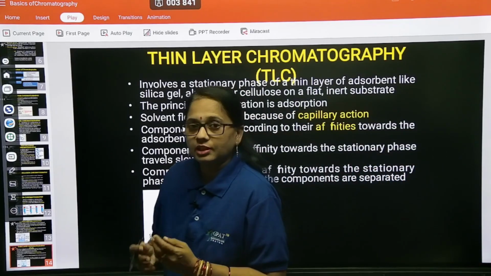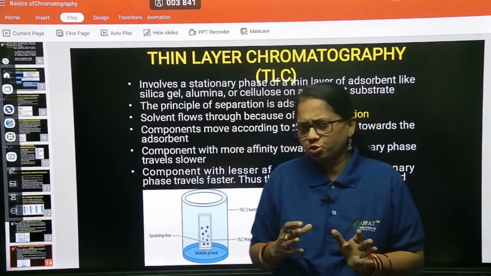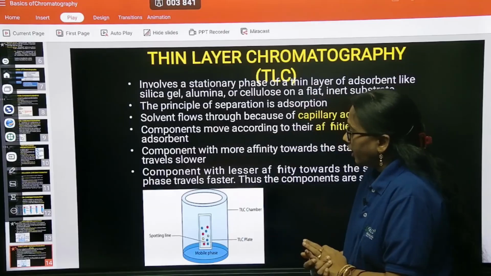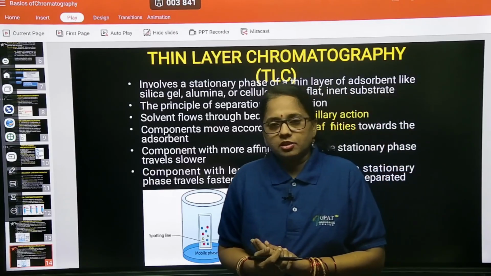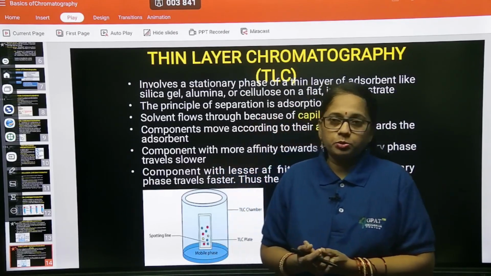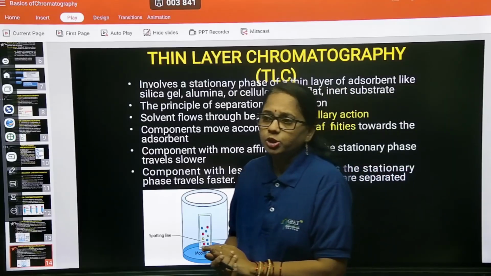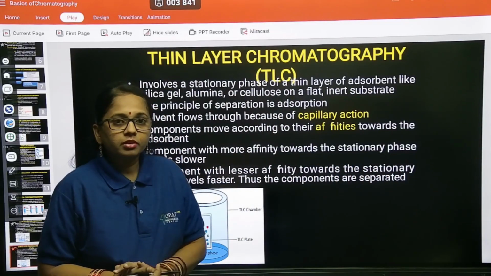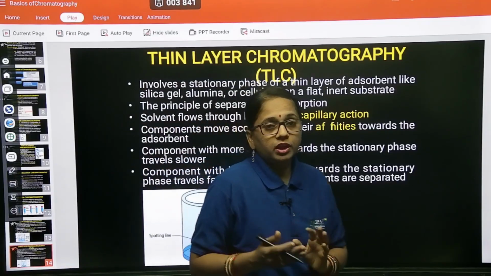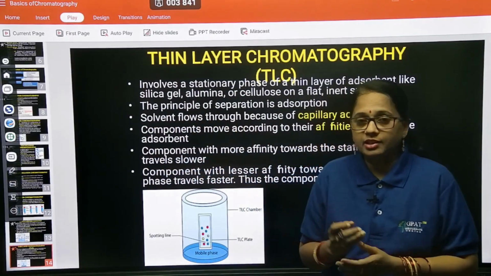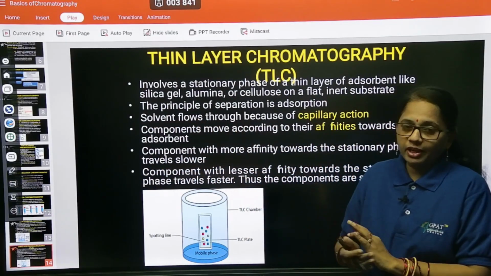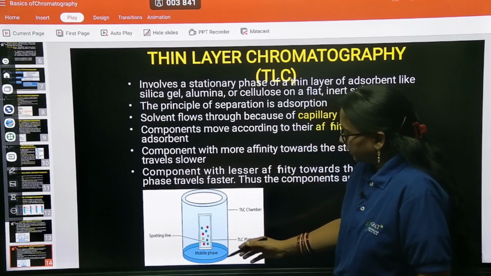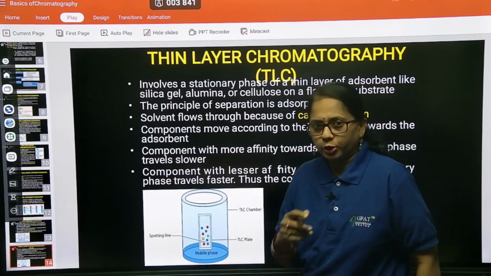In thin layer chromatography we use different types of stationary phases. Silica gel we use in most cases, as well as alumina and charcoal. Activated silica and talc are also used, and all these stationary phases are coated on the plates with a very small thickness, only up to 250 microns, that thickness has to be there.